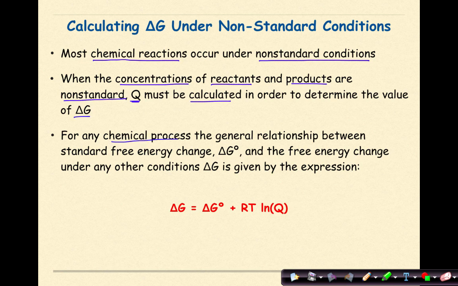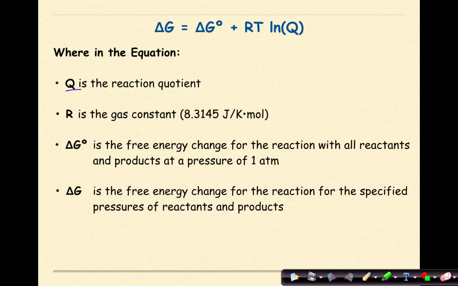For any chemical process, the general relationship between standard free energy change, delta G at the standard state, and the free energy change under any other conditions, delta G, is given by the expression delta G equals delta G at standard state plus RT ln Q, where Q is the reaction quotient, R is the gas constant, and T is our temperature in Kelvin. In this case, we're going to use 8.3145 joules per Kelvin mole.